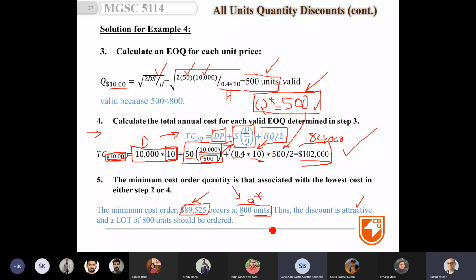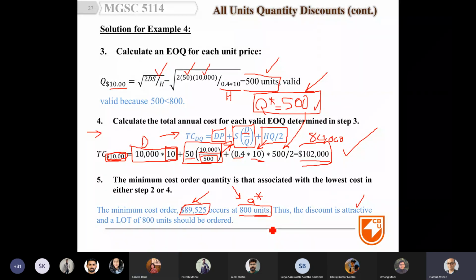8.75. Exactly. If I say how much is the minimum cost of the system? Cost is 89,585. That's right. If I ask you how much is the economic order quantity, what do you recommend? 800 units. Exactly. So you understand.